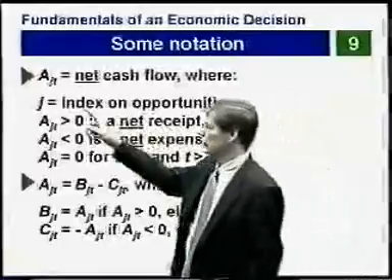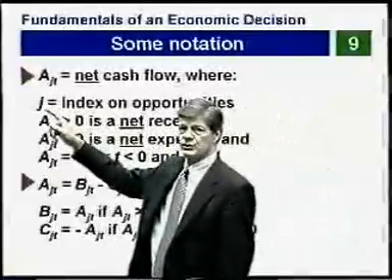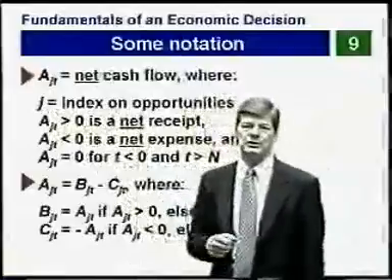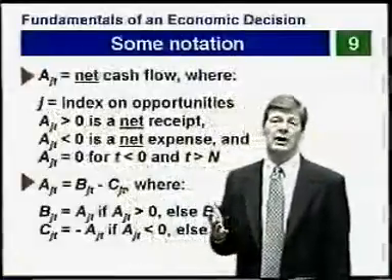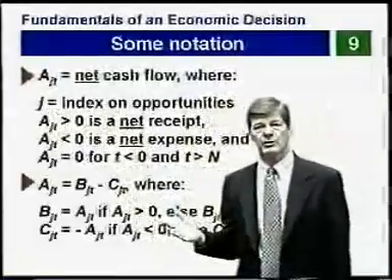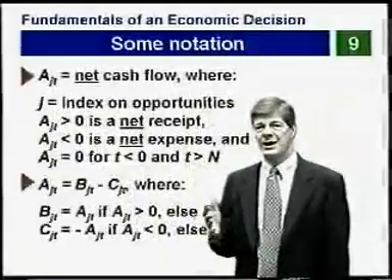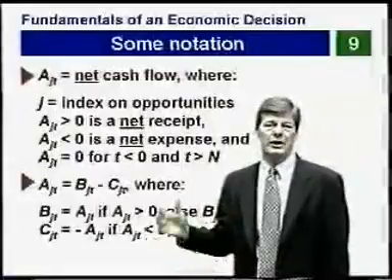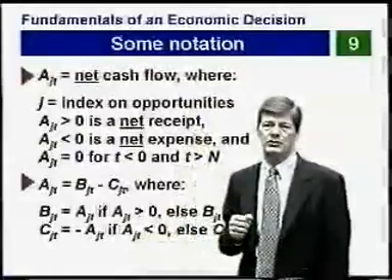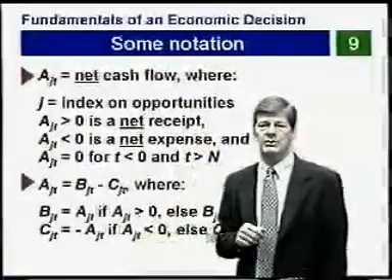I'm going to let the symbol j, lowercase j, represent an index in opportunities. That is, to help me identify and keep track if I have more than one opportunity. And the index could go 1, 2, 3, or A, B, C, or A1, A2, A3, whatever. It's just an index to keep track of the individual opportunities that I'm being presented.